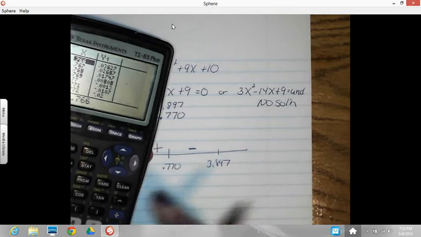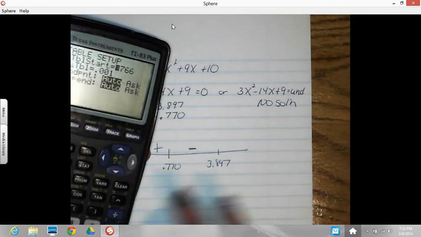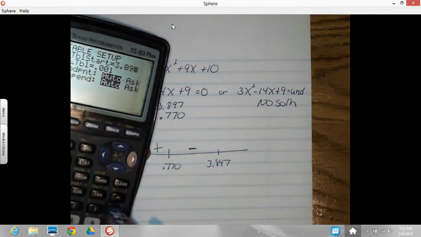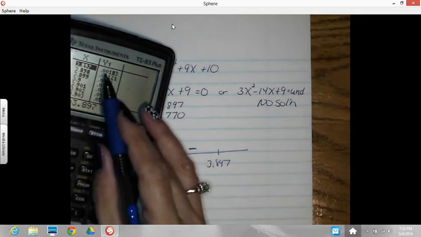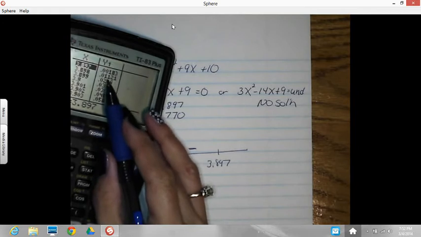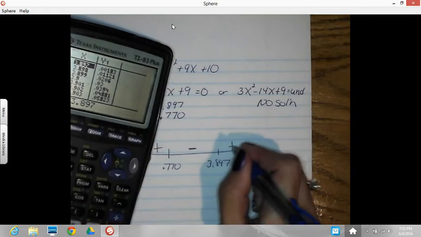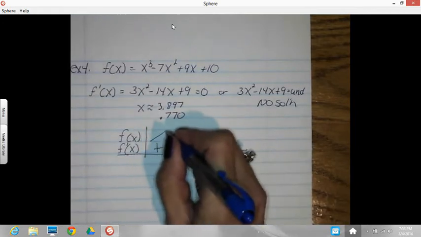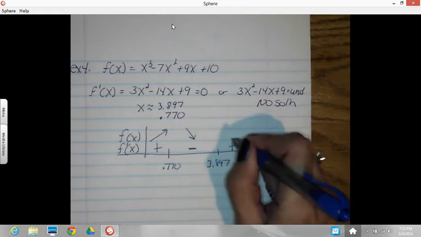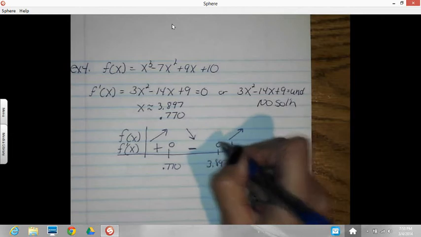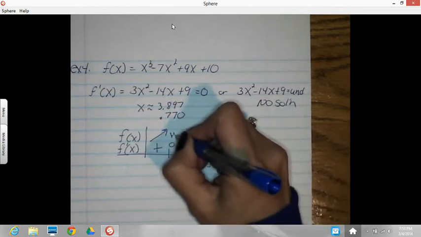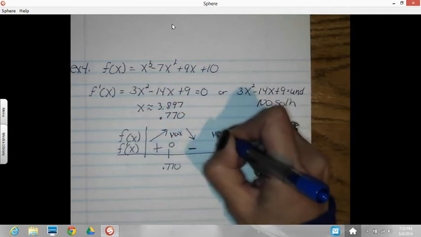And then I just have to put in my 3.897 and see what's happening after that. Again, because it's rounded off, I'm not getting exactly 0 here, but positives afterwards. So I've got increase, decrease, increase. These were zeros, so I should have put those in there. I've got a max here, and I've got a min here.